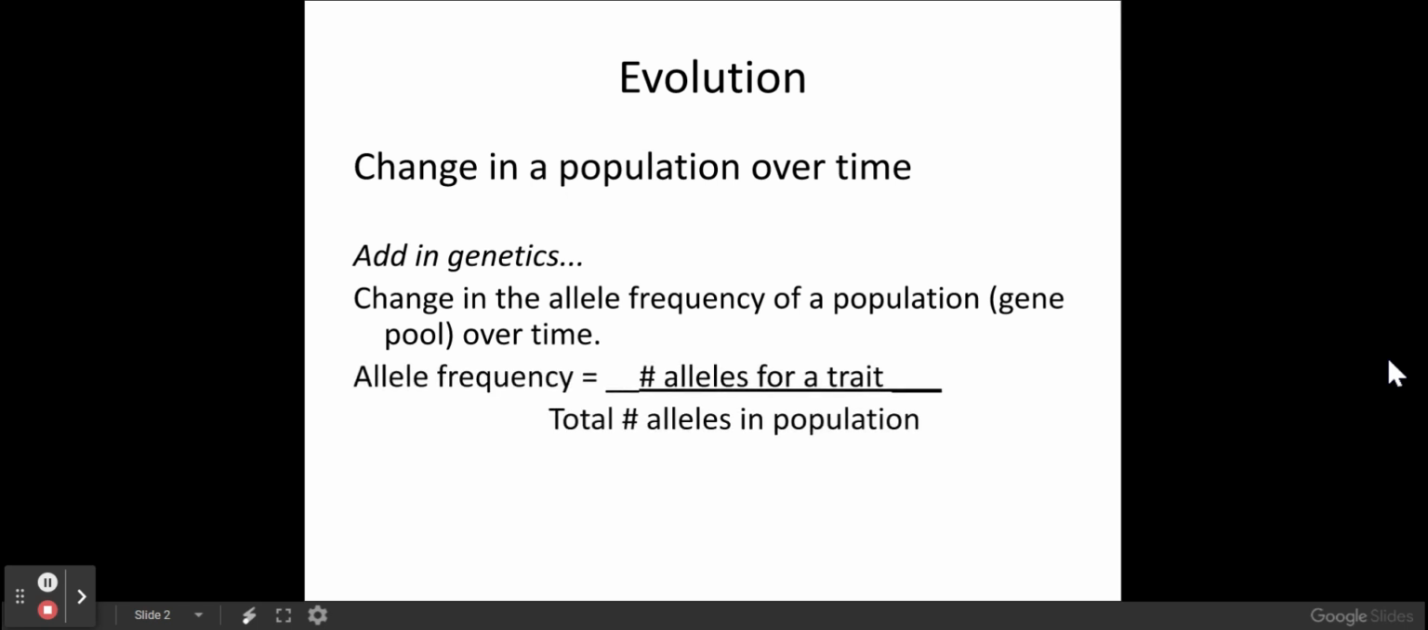So if you think about it like this, it's the number of alleles for a particular trait divided by the total number of alleles in a population.